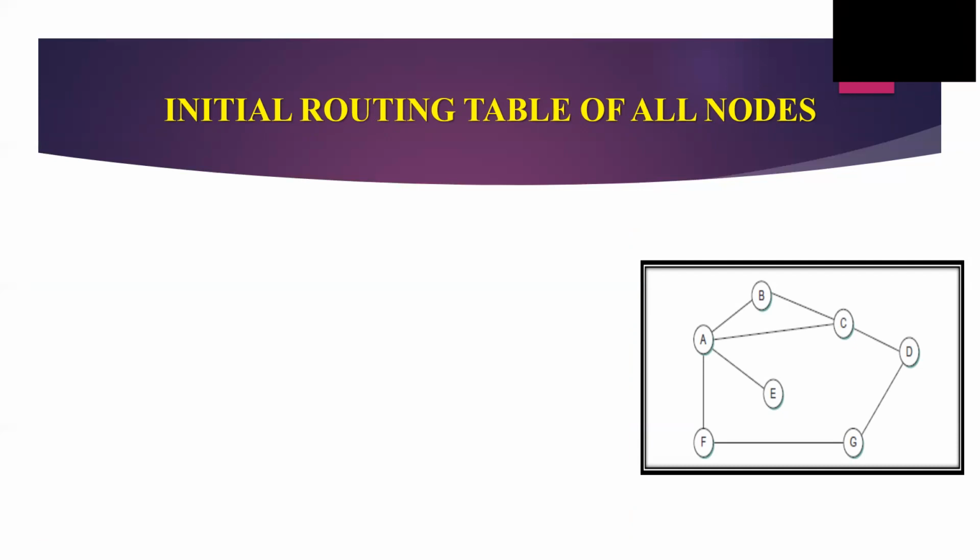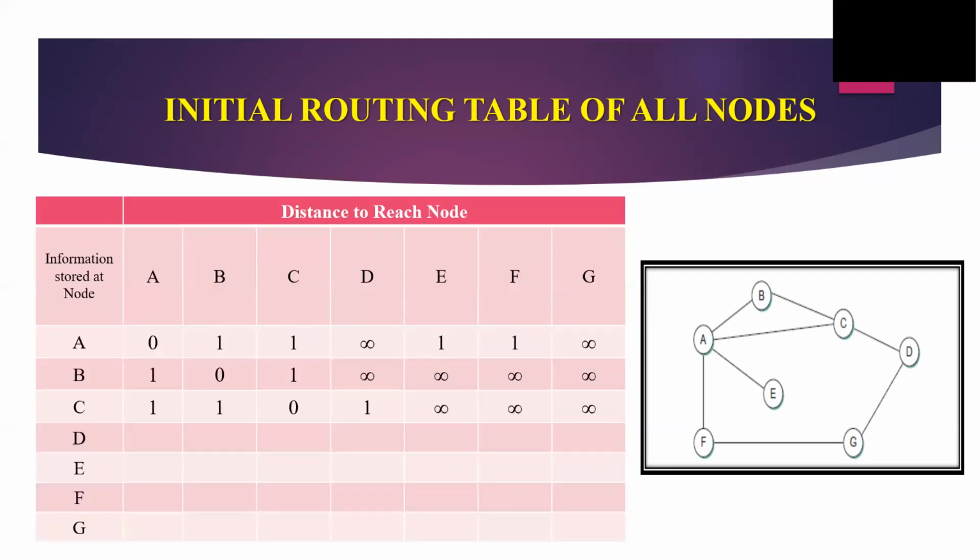The starting node is C. C to A directly connected, so the cost is 1. C to B also connected directly, so the cost is 1. C to C self node, so 0. C to D directly connected, so 1. C to E indirectly connected, so infinity. C to F and C to G also indirectly connected, so the cost will be infinity.